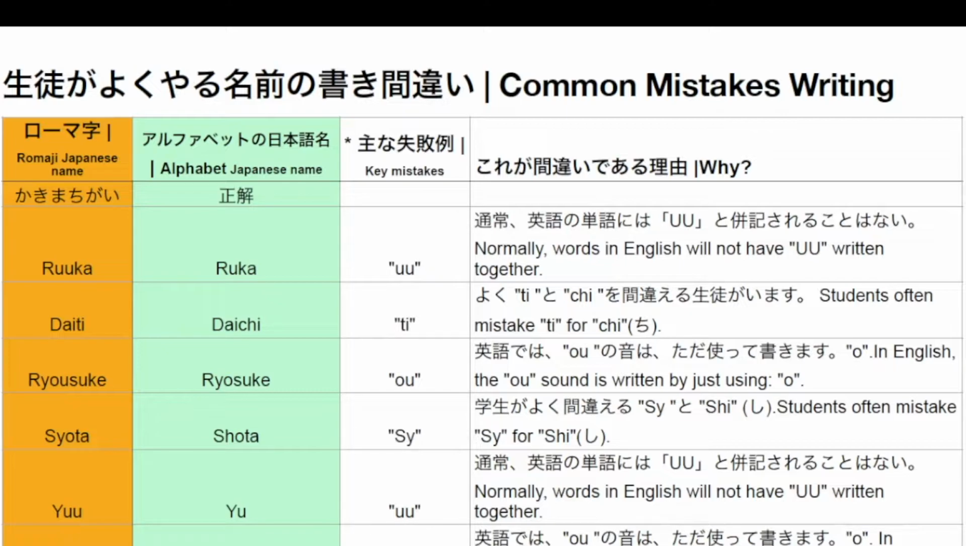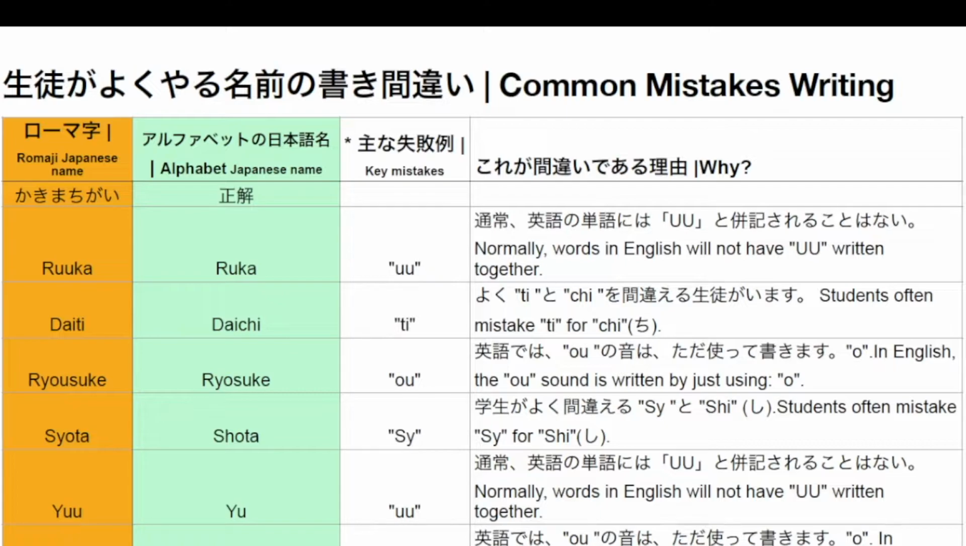But this is not a Romaji course. This is an English course, and in English, one U makes the oo sound, the long oo sound, ooka. So Ruka, Ruka, you would only use one U. This is a mistake that is made from using the incorrect Romaji chart and not using the alphabet. So let's go to the next one.